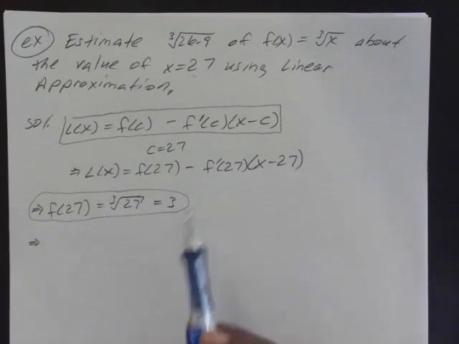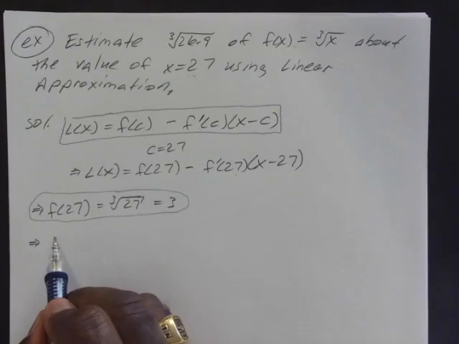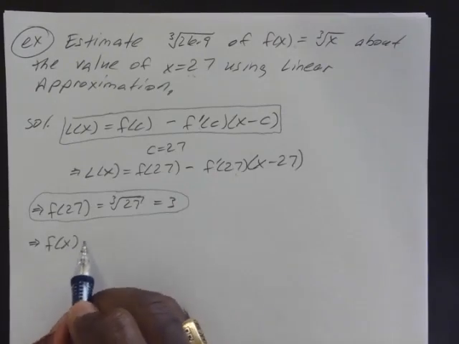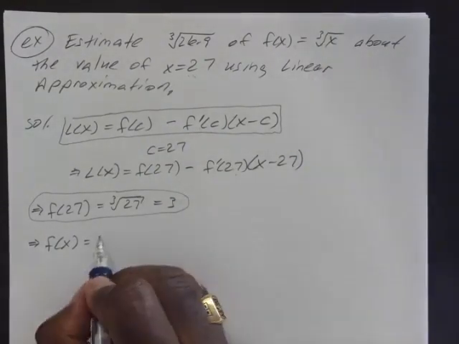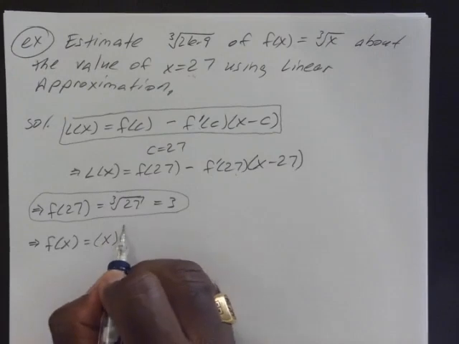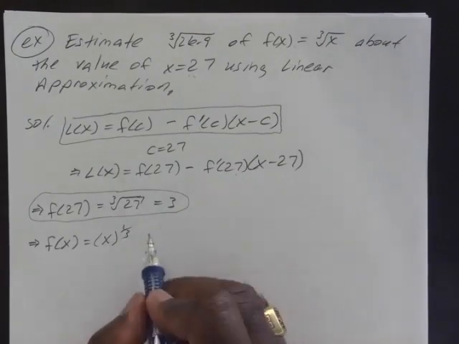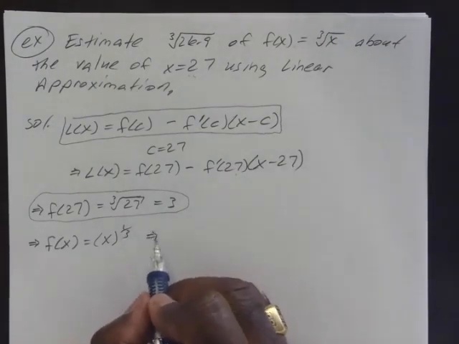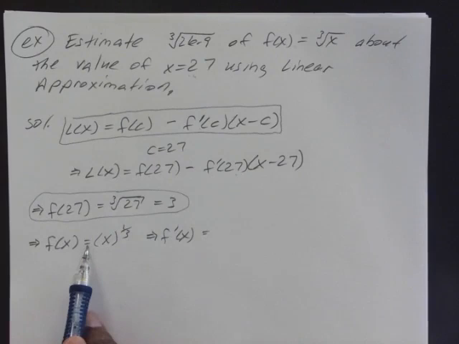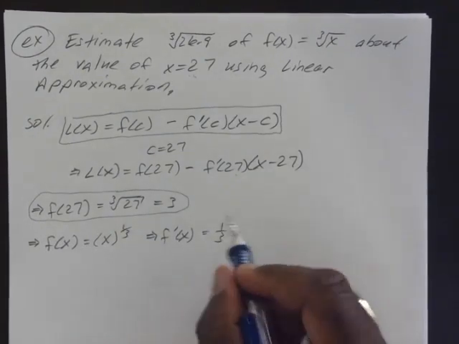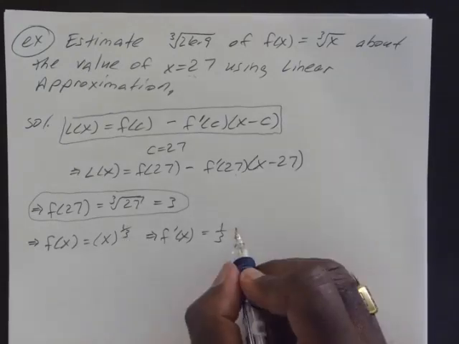Now, we want to find our f prime of 27. We rewrite our f of x to equal x to the 1/3 power, which makes that a little bit easier. Which means our f prime of x is 1/3 times x to the power of 1/3 minus 1, which is negative 2/3.